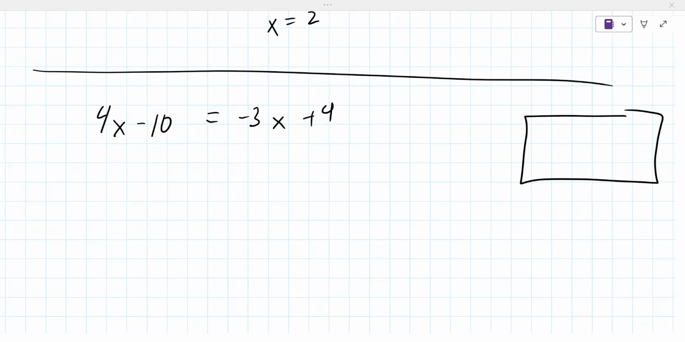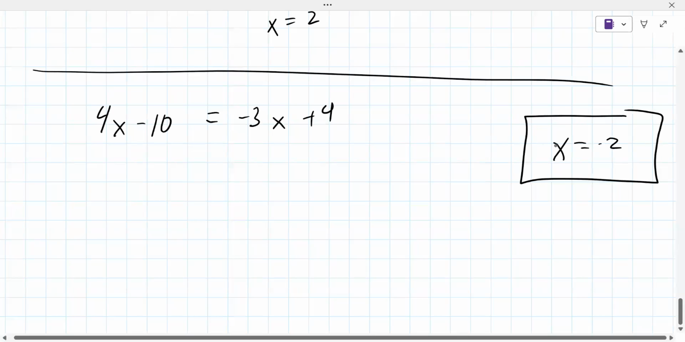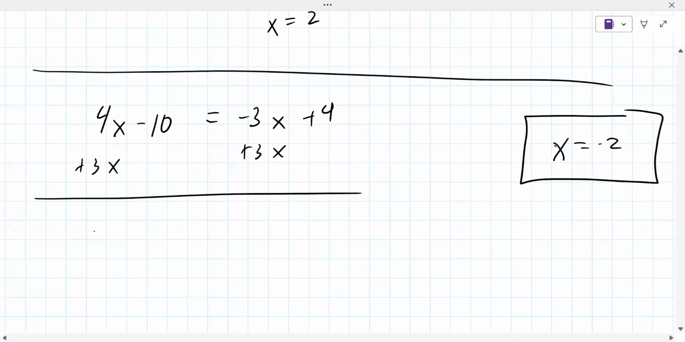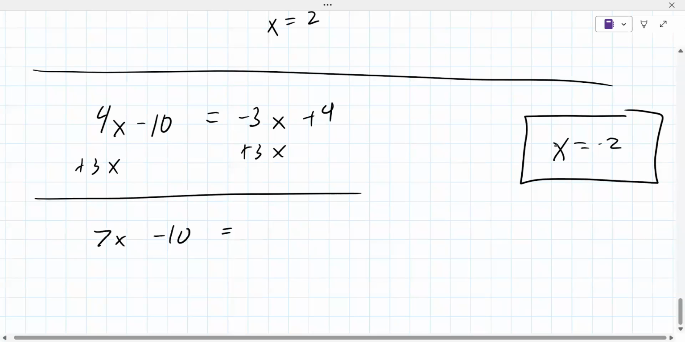How are you doing on this one, Sourish? Doing good. It equals -2. All right, let's take a look here. So did you add 3x to both sides? Yeah. 7x minus 10 equals 4. Now what do you do next? Tell me what you did next to solve this, please.